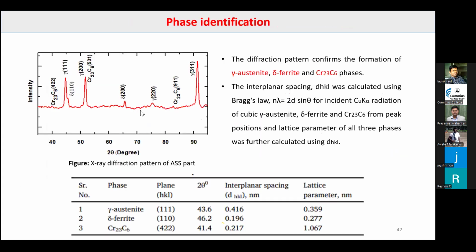This is the XRD analysis of the deposition. From this, again, we can confirm that these are the phases, that is gamma austenite and delta ferrite. This is the X-ray diffraction pattern for the ASS. From this pattern, we can conclude that there are two different phases, gamma austenite and delta ferrite.